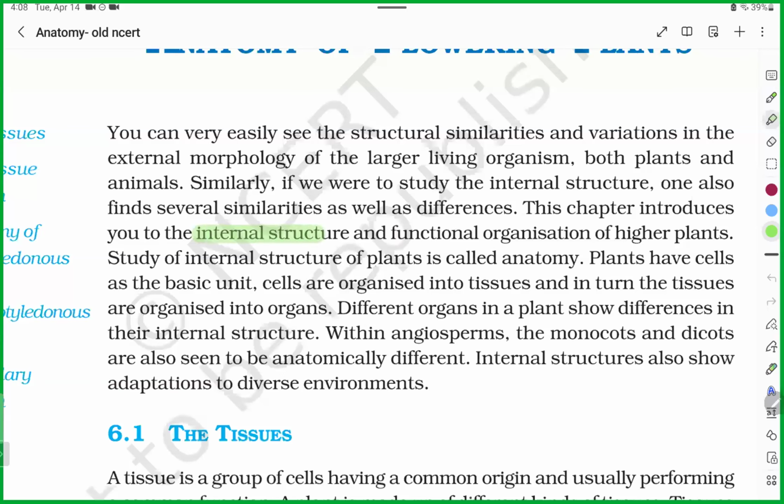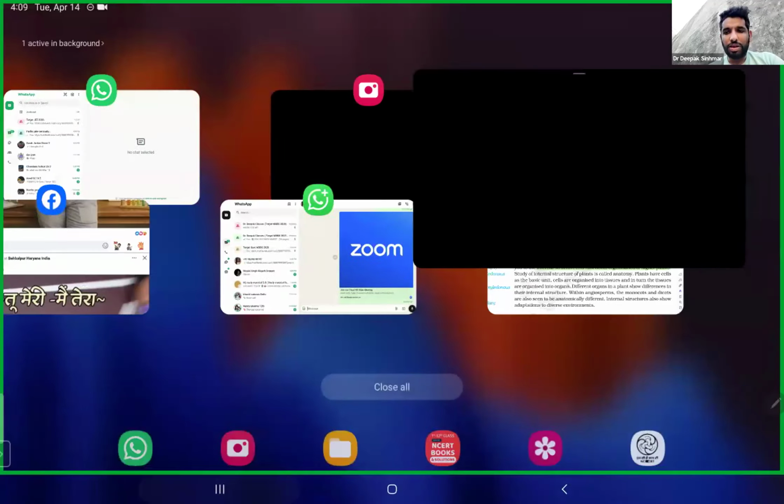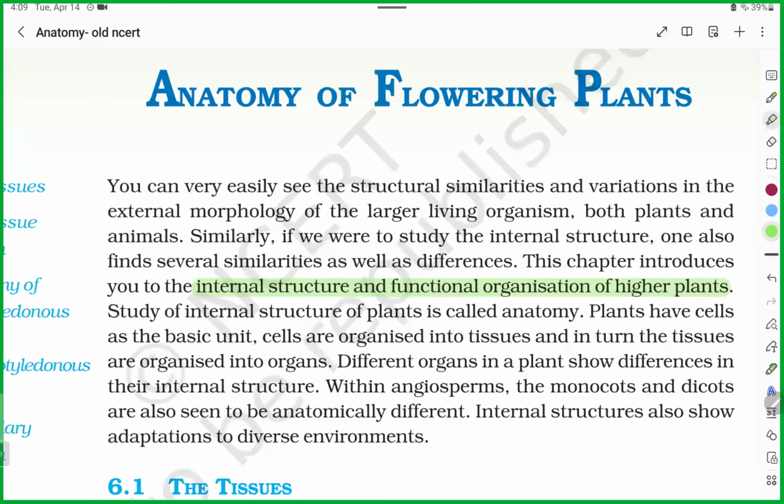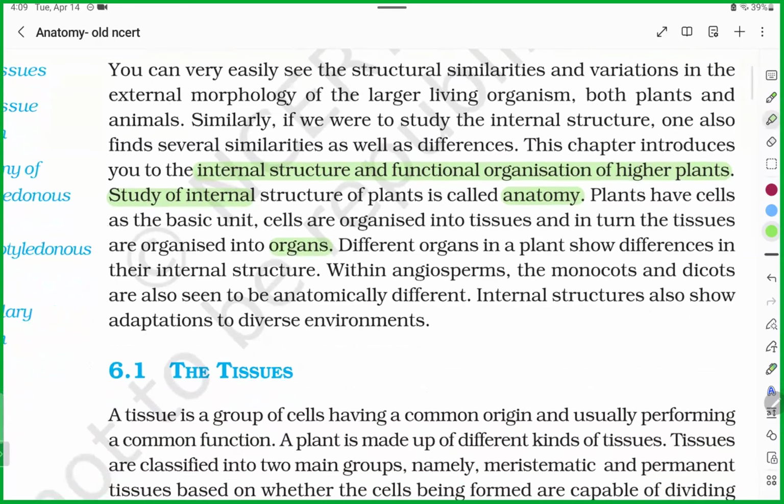We study internal structure and functional organization of higher plants when we study anatomy. So when we study the internal structure, this is known as anatomy. When we study external structure, it is known as morphology. Plants have cells, tissues, and organs. But unlike animals, plants don't have organ systems. The highest level is the organ. So different organs have different internal structure.